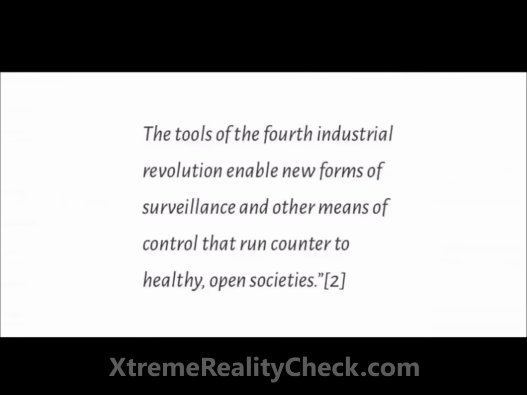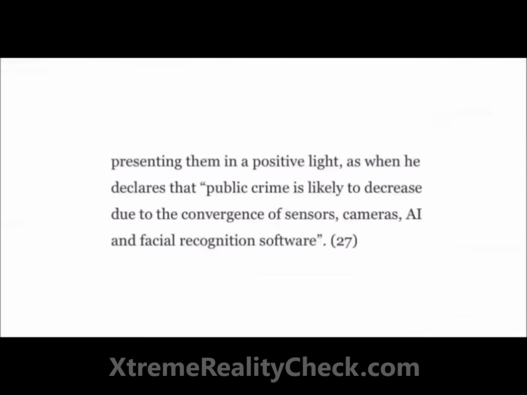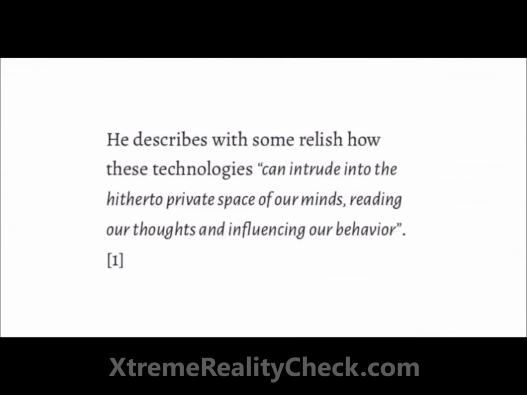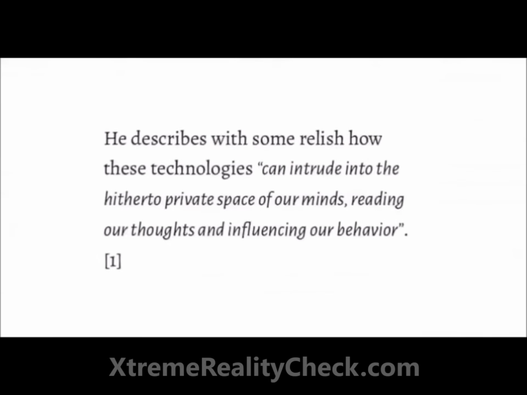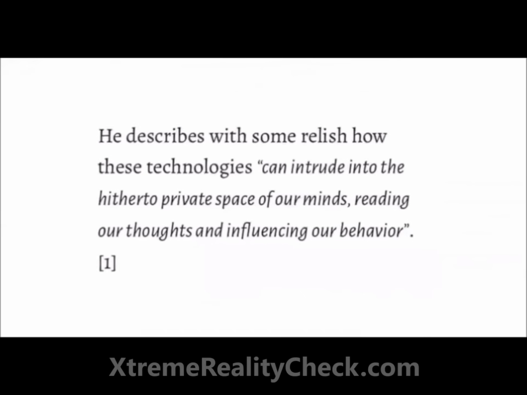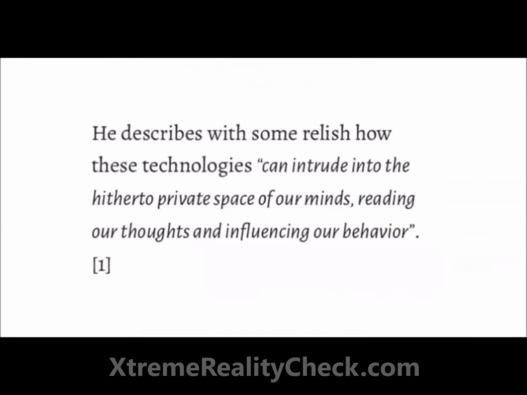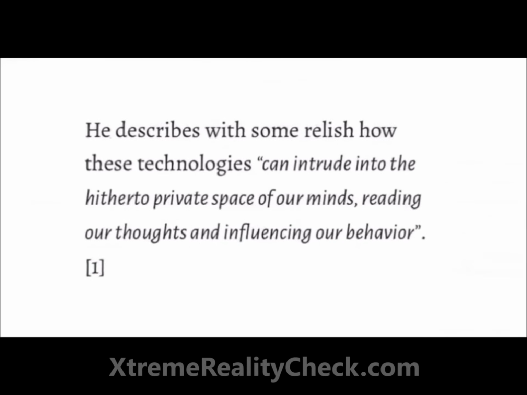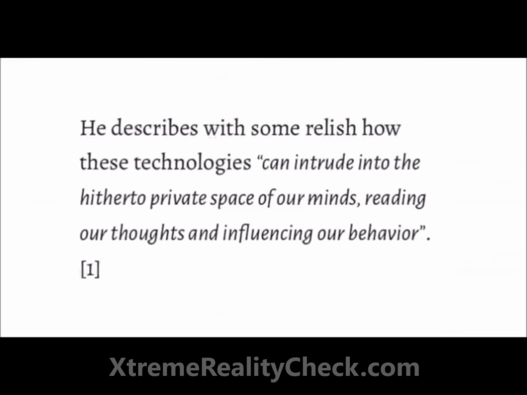The tools of the Fourth Industrial Revolution enable new forms of surveillance and other means of control that run counter to healthy open societies. Oh, well, that sounds helpful. Public crime is likely to decrease due to the convergence of sensors, cameras, AI, and facial recognition software. These technologies can intrude into the hitherto private space of our minds, reading our thoughts and influencing our behavior. Sounds a lot like mind control, but that's a conspiracy, so it can't be.